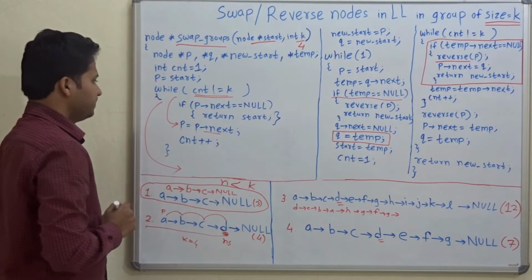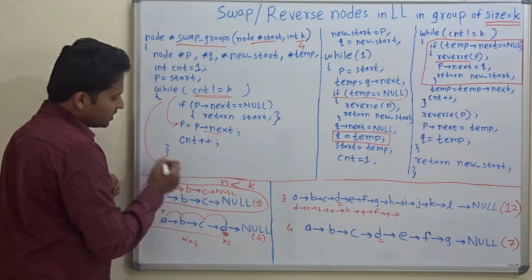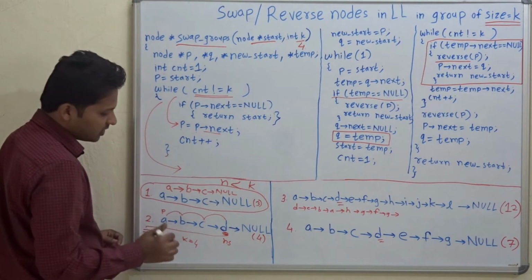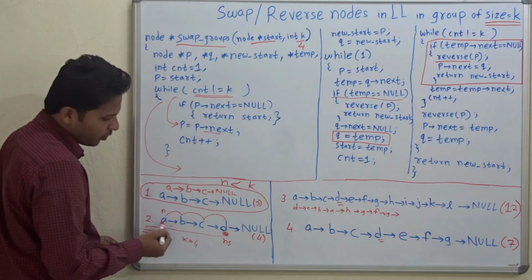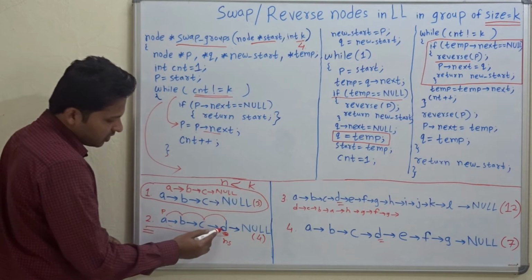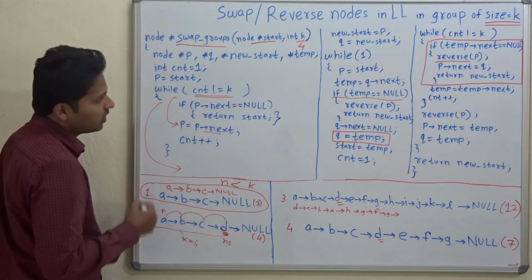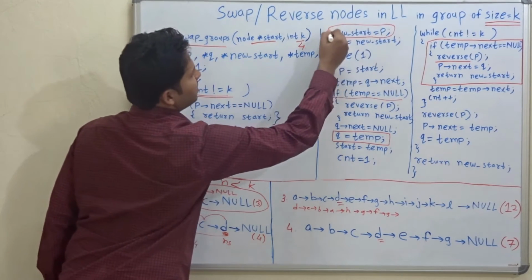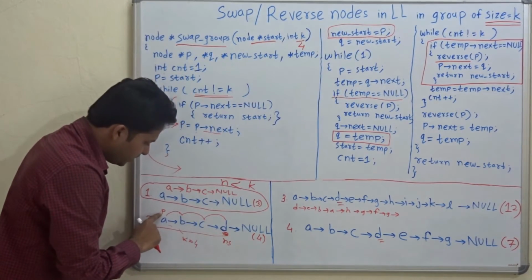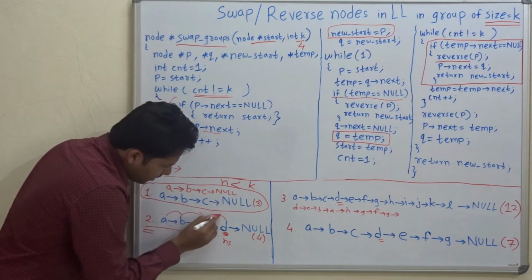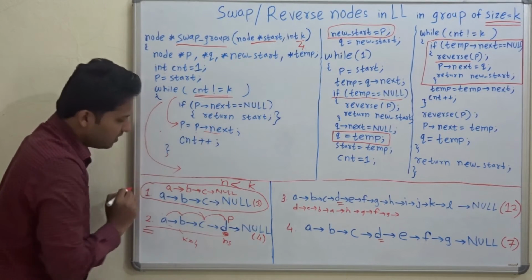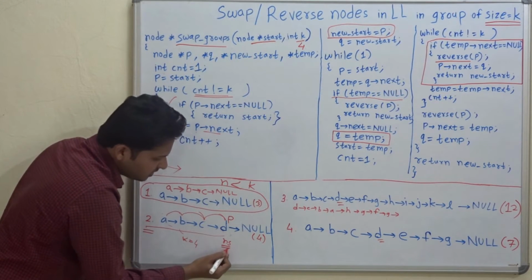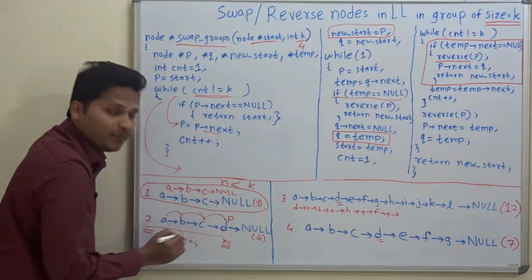Let's go further. After we come out of this while loop for the second example, the next question is how do we reverse the pointers? Because now it should become D, C, B, A. So let's see how to do that. As you know, the new start is P. As P has jumped to the fourth node in this while loop, the next line is new start equal to P. This NS means new start. So our new start will point to P.